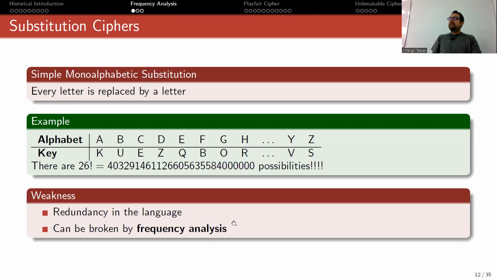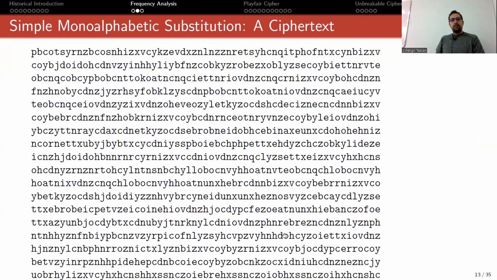So the weakness is as follows. There is a redundancy in every language, okay? By redundancy, we mean that not every letter is equally likely in a language. And you can use this, which we refer to as frequency analysis, and break the system, okay? So let me show an example. When you perform a simple monoalphabetic substitution and you remove the empty spaces and punctuation marks, this is actually what you see as the cipher text, okay?